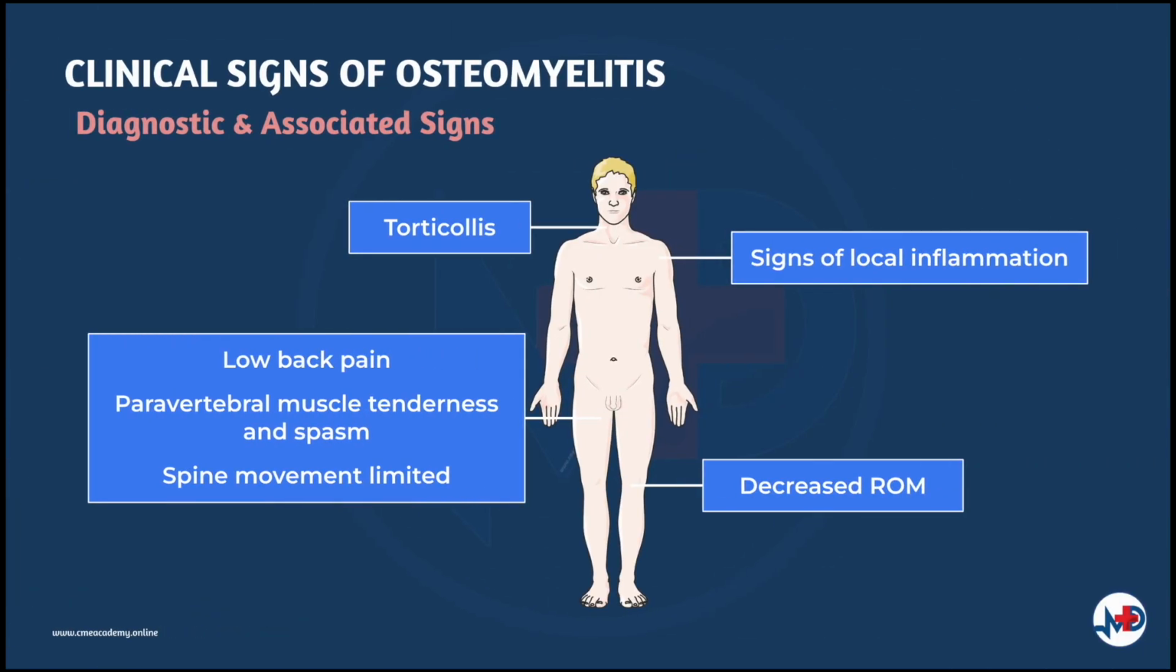During physical examination, the signs usually elicited would be the presence of local inflammation, which is the evidence of erythema, tenderness and swelling, areas of point tenderness, and decreased range of movement above and below the affected area. Decreased range of motion is usually due to pain or septic arthritis. Torticollis and low back pain may indicate axial osteomyelitis or lumbar discitis. Other signs suggestive of vertebral osteomyelitis would be paravertebral muscle tenderness and spasm and limitation of spine movement.